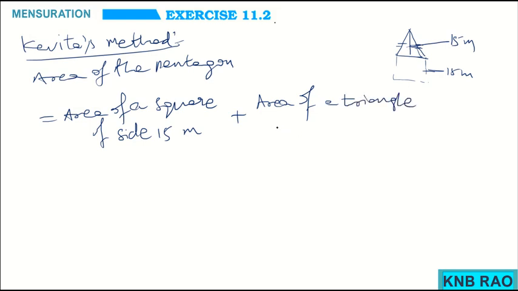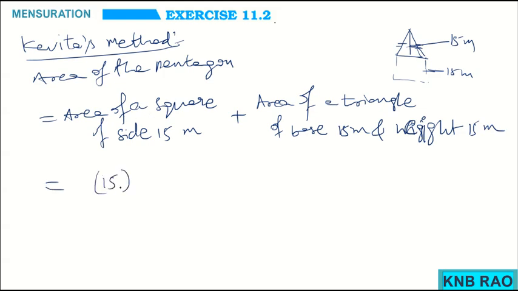where base is 15 meter and height is also 15 meter. That means you know area of a square when side is 15 meter, 15 into 15 or 15 square, plus area of a triangle where half into base is 15 meter into height is 15 meter.